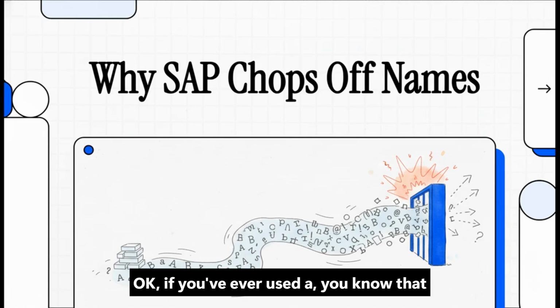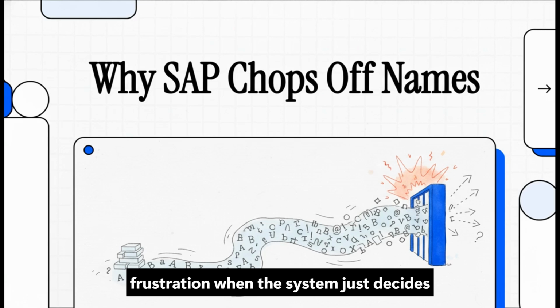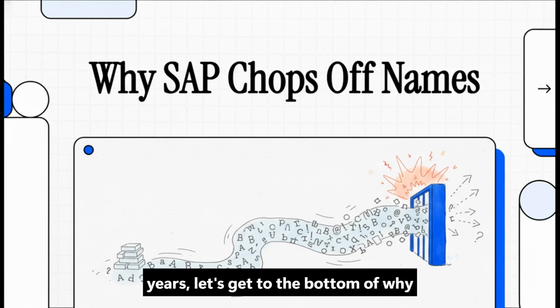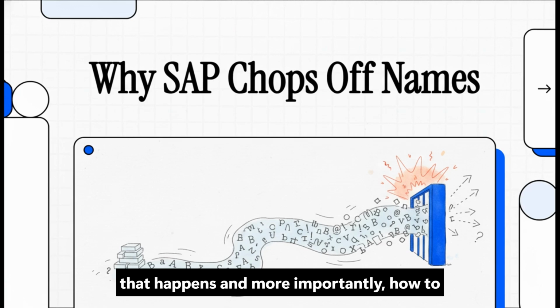Okay, if you've ever used SAP, you know that feeling, right? That little moment of frustration when the system just decides your data is, well, too long. As someone who's been in the trenches with SAP for years, let's get to the bottom of why that happens and, more importantly, how to fix it.